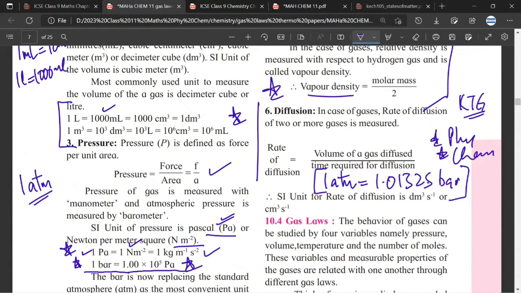There is another definition that you can note. This is pretty easy: diffusion. Basically, it is the volume of gas diffused in a certain time. This is the rate of diffusion. Are we okay till here?